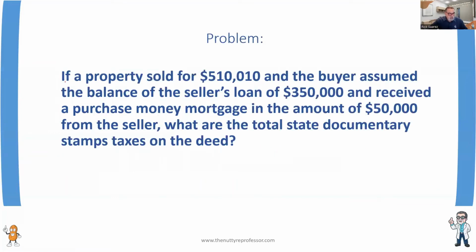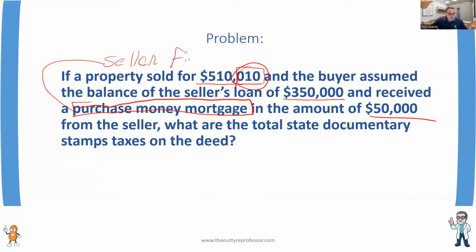All right, so this one says, if the property sold for 510,010, anytime you see anything here, you know you're going to have some cents to deal with. And the buyer assumed the balance of the seller's loan for 350,000 and received a purchase money mortgage in the amount of 50,000. Now, what is a purchase money mortgage? Well, a purchase money mortgage is nothing more than seller financing. That's it. Which makes it what? A new loan. It could only be a new loan, right?